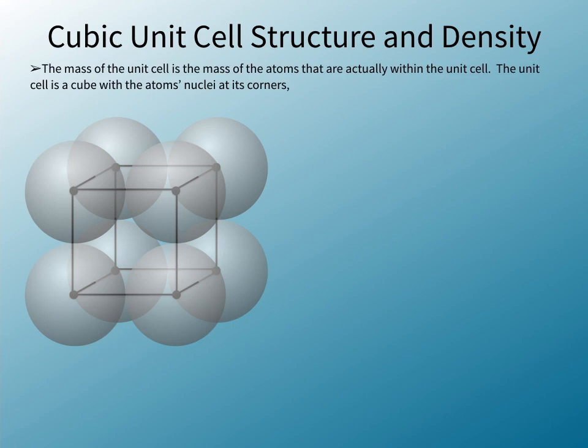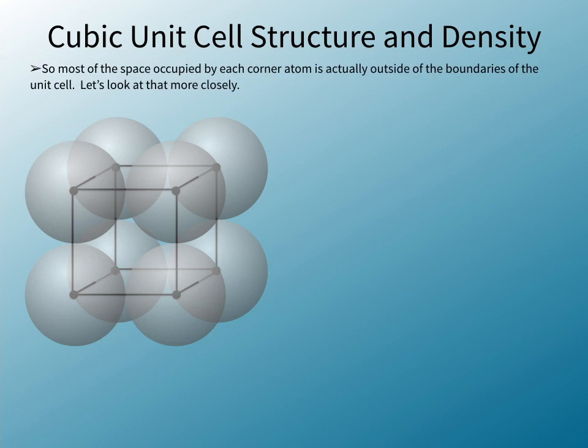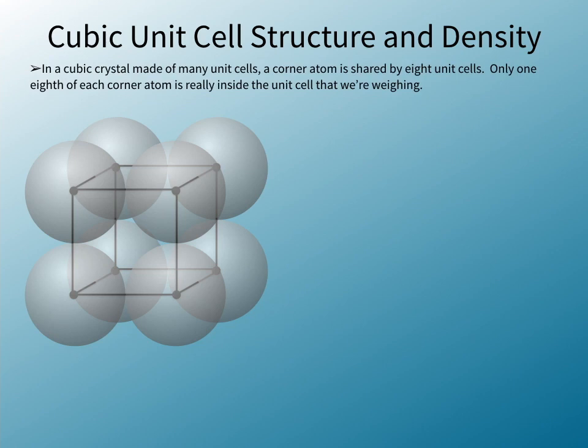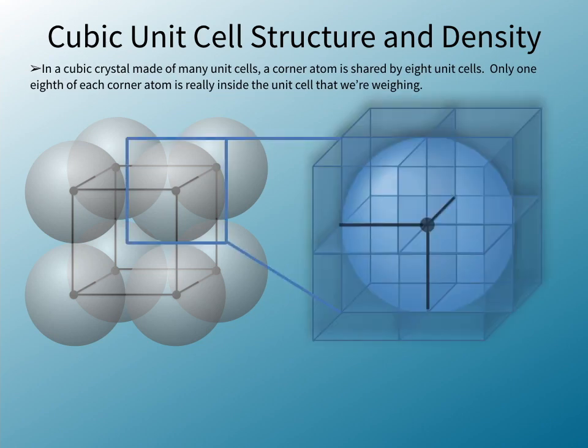The unit cell is a cube with the atom's nuclei at its corners, so most of the space occupied by each corner atom is actually outside of the boundaries of the unit cell. Let's look at that more closely. In a cubic crystal made of many unit cells, a corner atom is shared by 8 unit cells. Only 1/8 of each corner atom is really inside the unit cell that we're weighing.